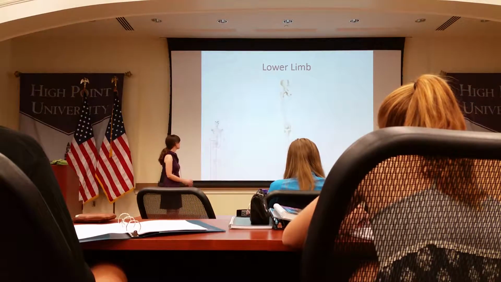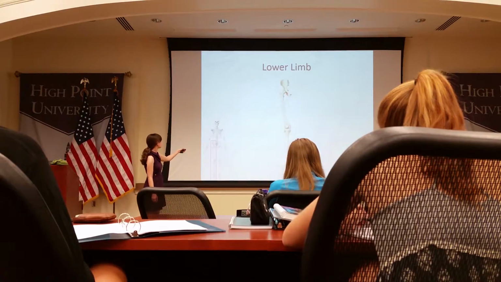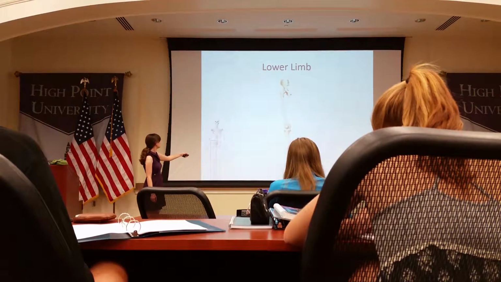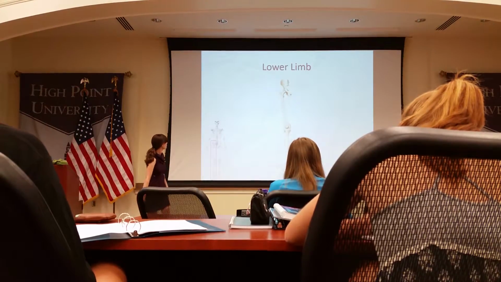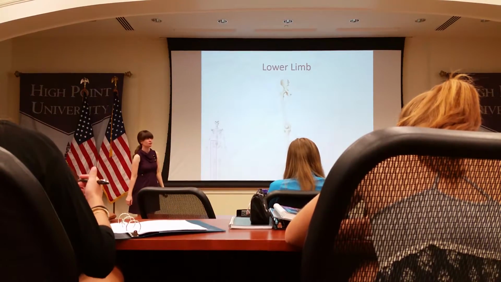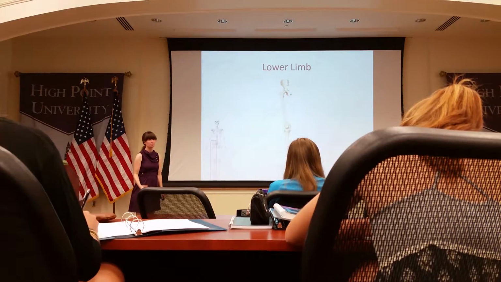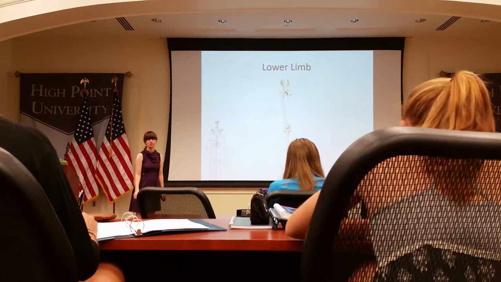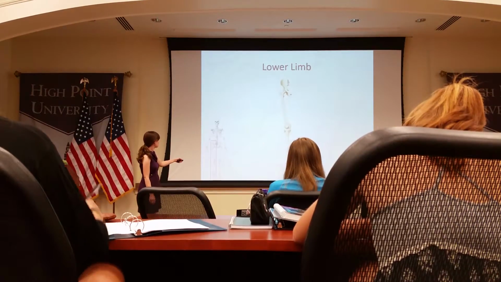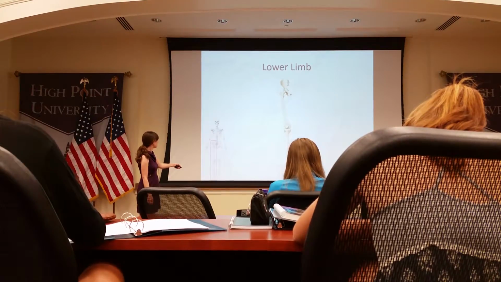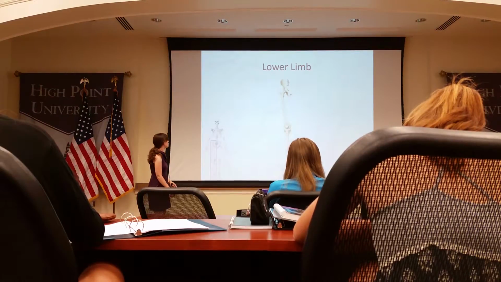Okay, so the lower limb again consists of the pelvis. This is the femur, the patella, this is the kneecap. Toddlers don't have patellas yet. It takes a few years to develop a patella. They are bones that develop in cartilage, so you don't start out with a bone there. This is the tibia and the fibula, and of course the foot and ankle.